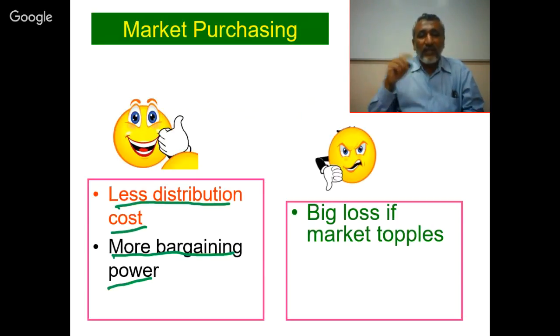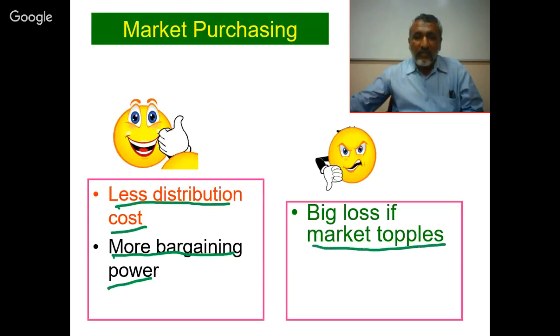Coming to the disadvantages, as the company is buying the materials in large quantities, if the market topples, the company is going to suffer huge losses. That is, as we are buying in large quantities at a particular price, after some time, if the price drops in the market, the company will suffer huge losses. There is a big risk in market purchasing.